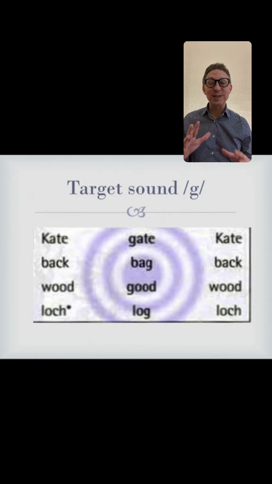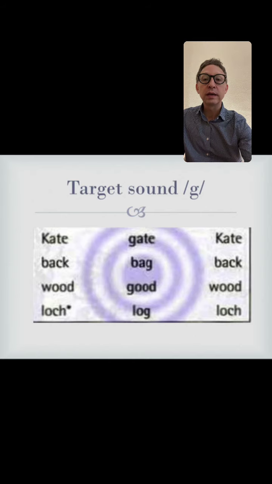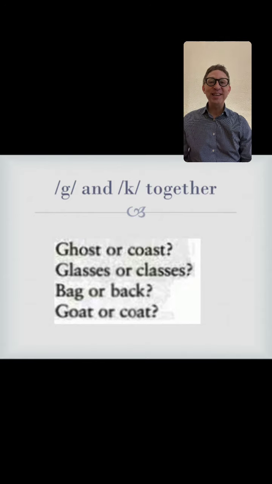Now, a loch is a Scottish term for a lake. And a log, when you cut down a tree, you have the log. And sometimes people build houses from logs. They're called a log cabin. And that's a house made of these logs. They're often very beautiful and found in the forests or in colder climates. Now let's look at the G and K together. Ghost, coast.